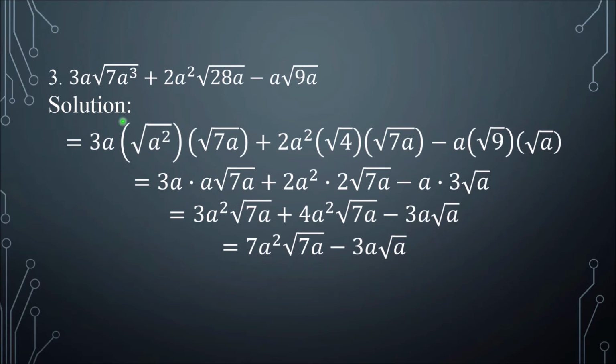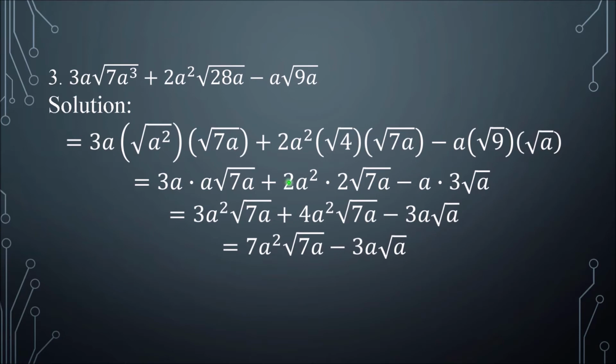Next, number 3. 3a square root of 7a cubed plus 2a squared square root of 28a minus a square root of 9a. As you can see, they have different radicands, but let's simplify first. The first term, 3a square root of 7a cubed: a squared is a perfect square factor of a cubed, and what is left is square root of 7a.